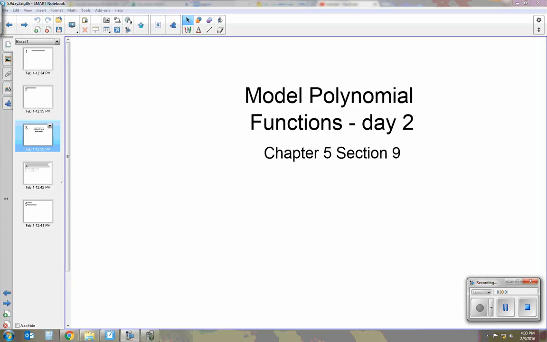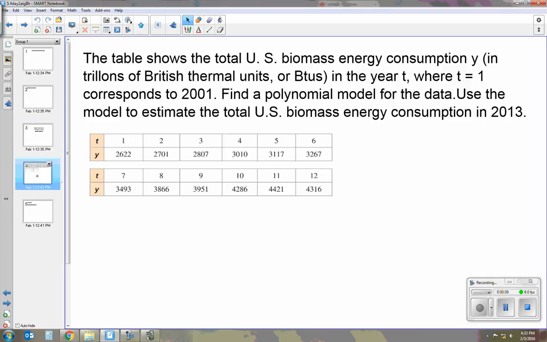Today I'm going to be talking about modeling polynomial functions, and this is day 2 of chapter 5, section 9. Now, this one, we have some information that's given to us. It says the table shows the total U.S. biomass energy consumption, Y, in trillions of British thermal units, or BTUs, in the year T, where T equals 1 corresponds to 2001. Find a polynomial model for the data, and then use the model to estimate the total U.S. biomass energy consumption in 2013.